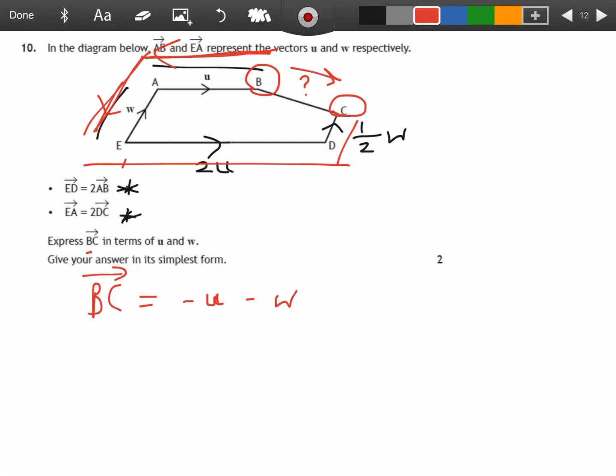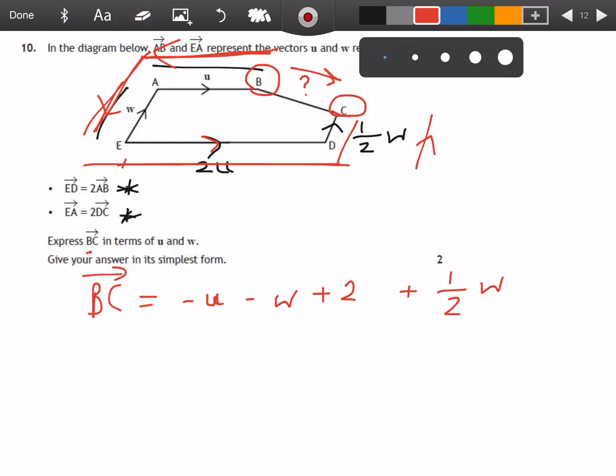Then we're going from point E all the way across here. The arrow's pointing in the right way, so that's good. We're not doing negative. Just need to add on 2U. And then the last bit, we're going upwards, and the arrow's pointing in the right way, so we're just going to add a half of W. Let me just tidy that up.